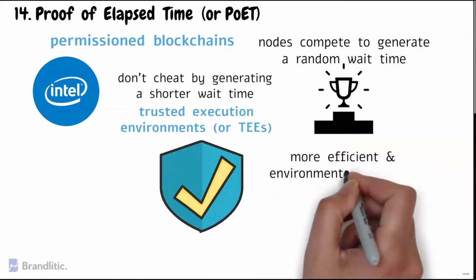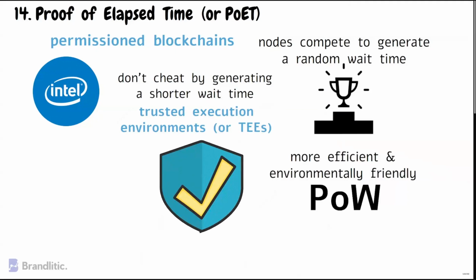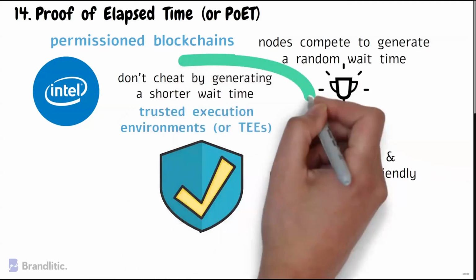Fundamentally, POET is a more efficient and environment-friendly consensus algorithm than traditional proof of work because it doesn't require nodes to perform complex mathematical calculations, and instead, POET relies on the random wait time generated by the TEEs.